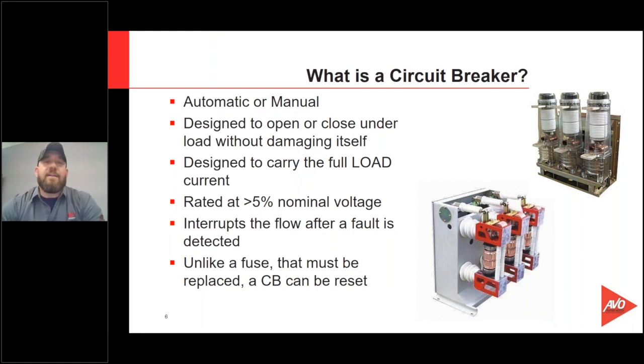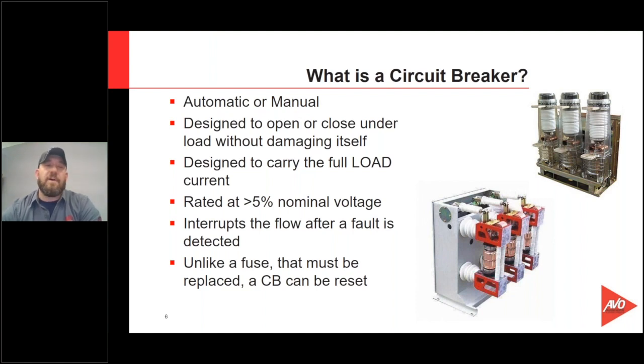It's designed to carry the full load current. That's our main contacts. I'm touching lightly on main contacts right now, and a few slides down, we'll talk a little bit about how to test those main contacts, because I think that's critical. Testing those main contacts is critical. So it's designed to carry that full load current, and it's rated at plus or minus, greater than 5% nominal voltage.